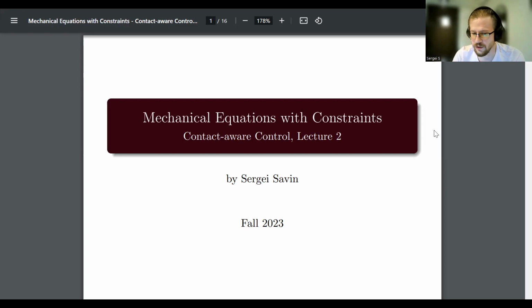Here, we're going to look into a more particular case, that is mechanical equations with constraints. And you'll see a lot of similar dynamics, a lot of similar situations here. But at the same time, all of this will become more concrete.